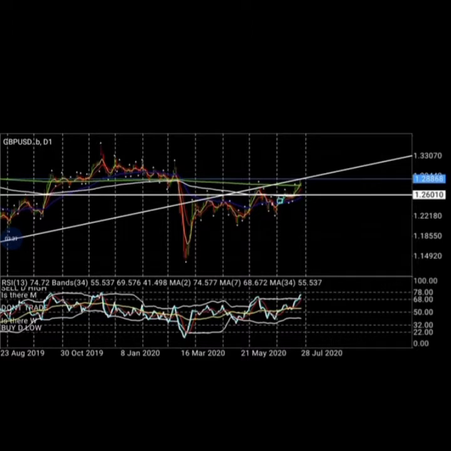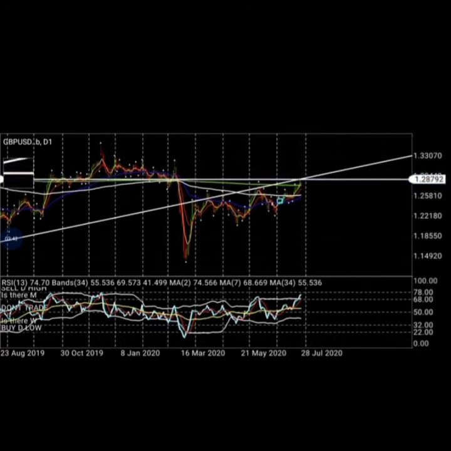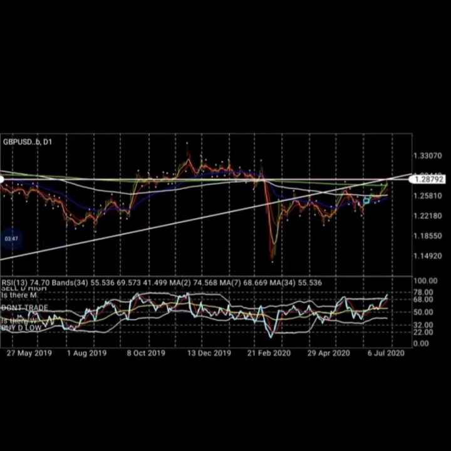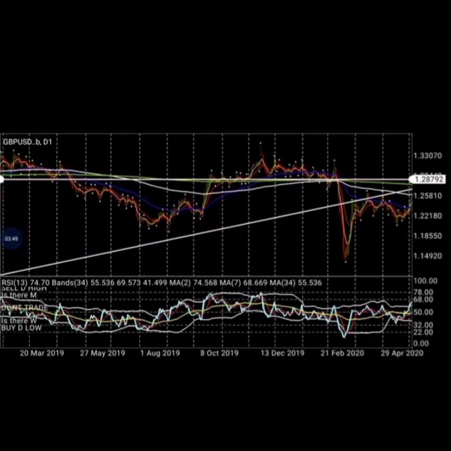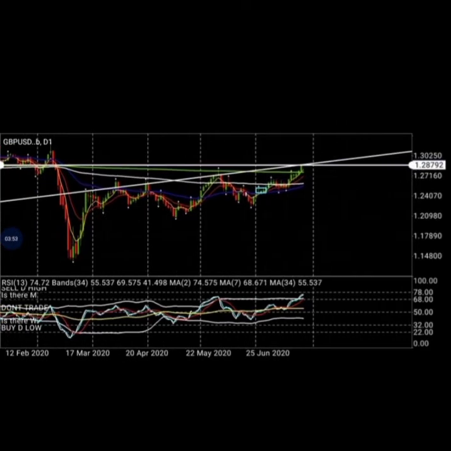So let's be interested in this zone, the zone where price is right now. We also have some sort of resistance around there too. So this pair has been rising. Let's see what will happen here.